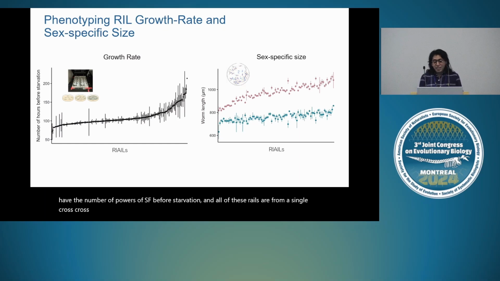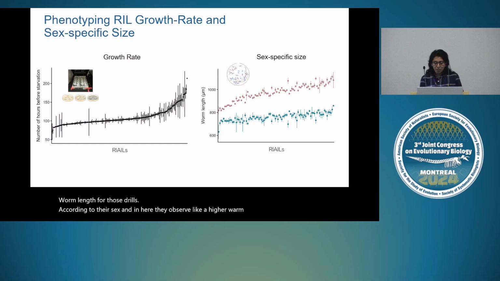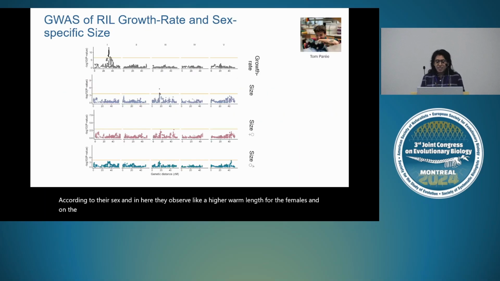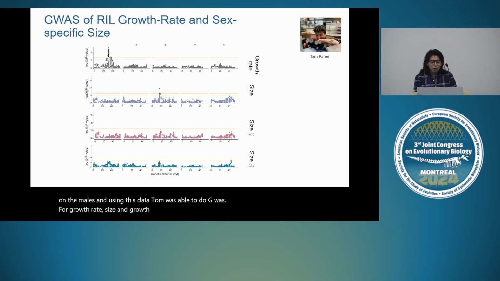And on the right, we have the worm length for those lines according to their sex. And here, they observe a higher worm length for the females than for the males. And using this data, Tom was able to do GWAS for growth rate and size, and he was able to find that for growth rate, there is a peak on the first chromosome.